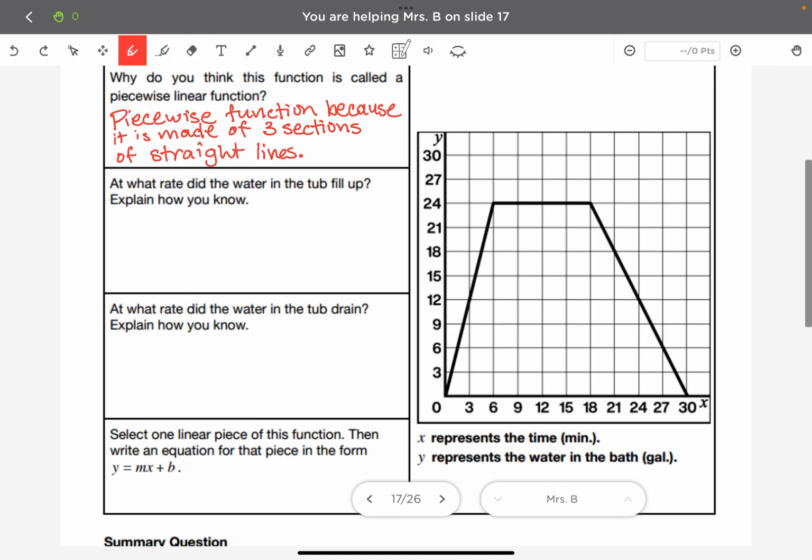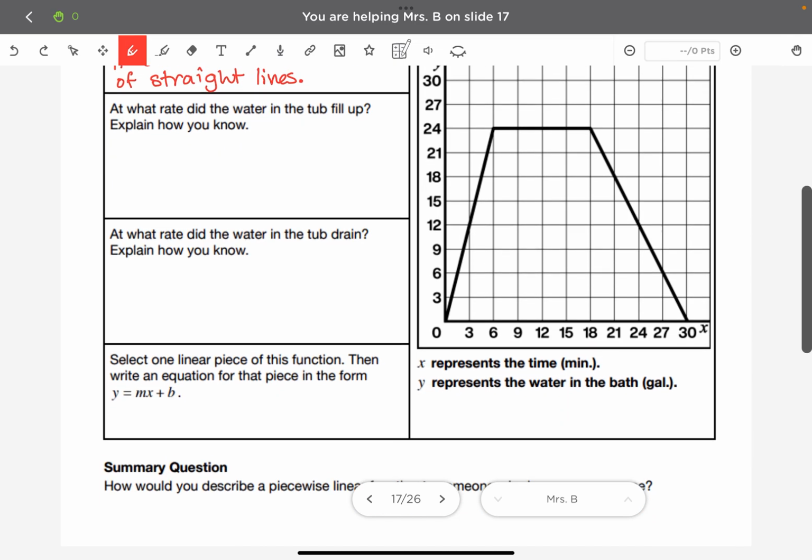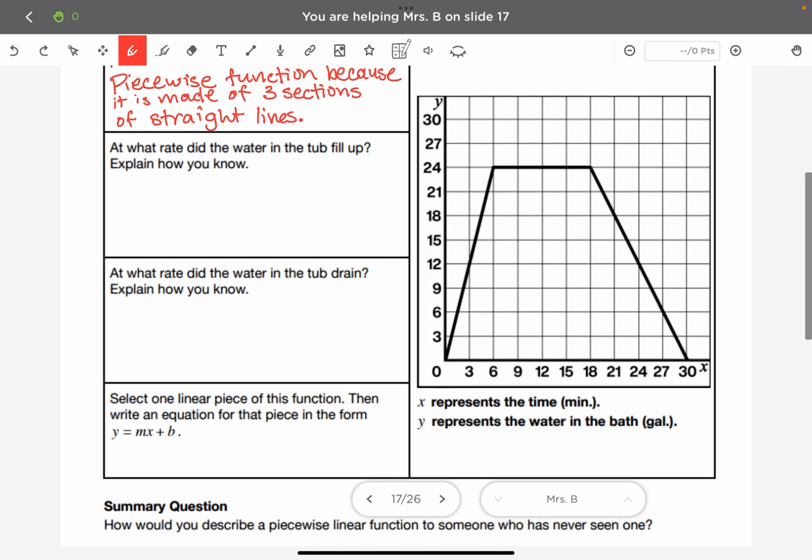Okay, so next, we have the three chunks of our line. If we're looking at our graph and we're looking at those three chunks of our line, let's think about what those chunks mean based on our context. We know our context is talking about DeAndre, who is giving his dog a bath. We know that we're talking about minutes and gallons. And if we look down at the bottom here underneath, we know that X is representing our time in minutes and Y is representing the amount of water in the bath in gallons. So I'm just going to label this as minutes and over here as gallons.